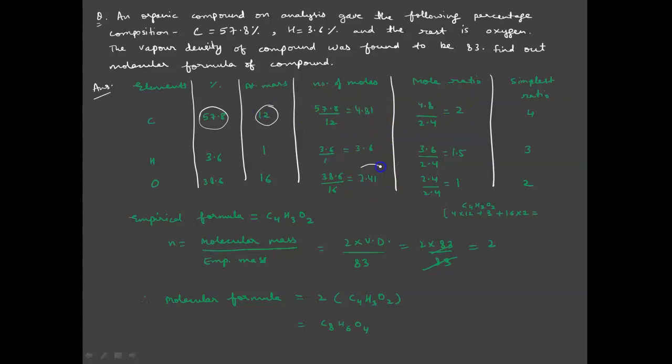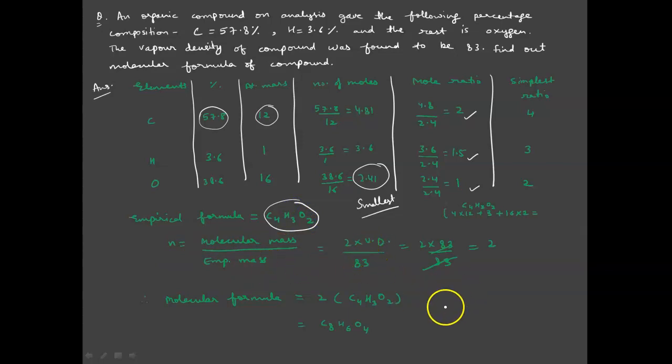Now, which is the smallest value? This is the smallest value. We will divide each by 2.41. This is 2, this is 1.5, this is 1. It comes out to be different values, and to make the simplest ratio, we will double the values. This is 4, this is 1.5 to 3, this is 1 to 2. Now the empirical formula is C4H3O2.